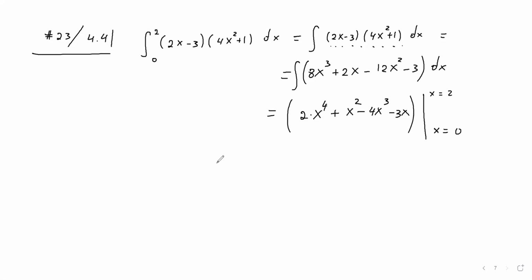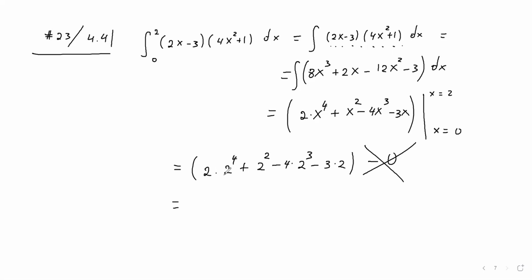And here's a quick observation. Folks, when you have 0 to be evaluated and you have things like that, you get 0, 0, 0, 0, so that's 0. So you don't have to worry much about that. All you have to do is evaluate at 2 and make sure you keep the correct sign. So it's 2 times 2 to the 4 plus 2 squared minus 4 times 2 cubed minus 3 times 2. And then we say minus 0, right? Because you plug in 0, minus 0. You don't have to write that down if you don't want to.